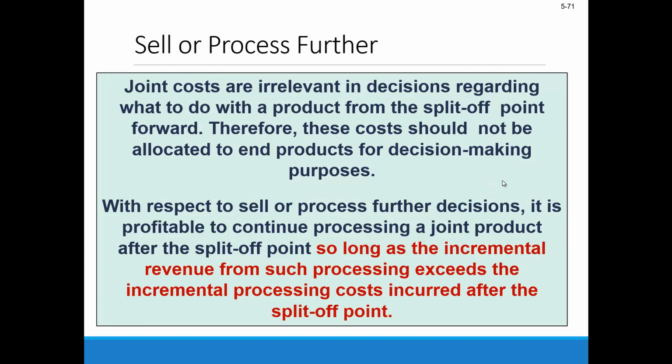So joint costs are irrelevant in decisions regarding what to do with that thing after the split off point. So they shouldn't be allocated to end products for decision-making purposes. As far as considering whether to sell those things that split off or process them further, our decision point there will really just come down to another incremental revenue versus incremental cost analysis. In other words, does the incremental revenue we could potentially earn by transforming that product into some final product outweigh the incremental cost of doing that additional processing after the split off point?